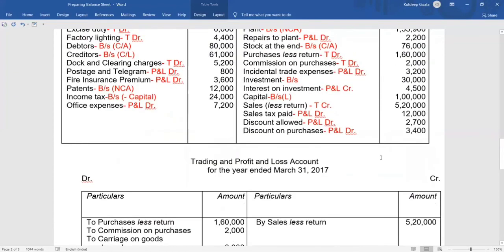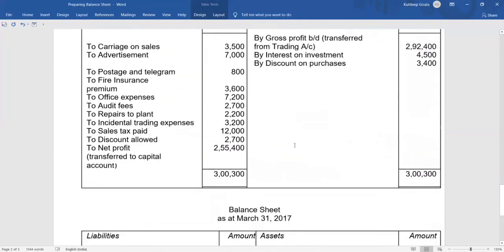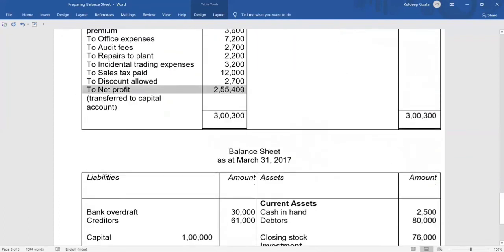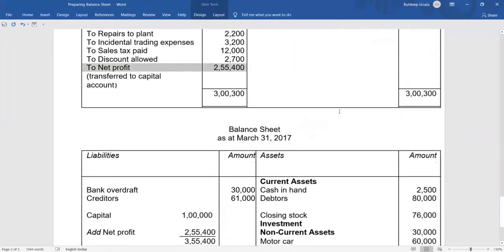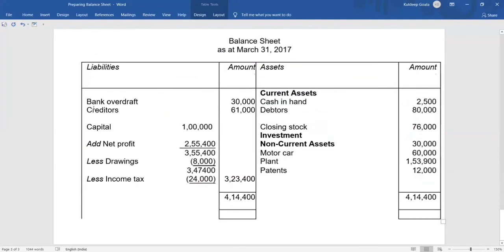And along with that, we have to add the net profit. What is the net profit? 2,55,400. That will come in the balance sheet. Starting with the capital 1 lakh, add the net profit 2,55,400. It is coming to 3,55,400. Less the drawings 8,000, and less the income tax 24,000. So the amount comes to 3,23,400.